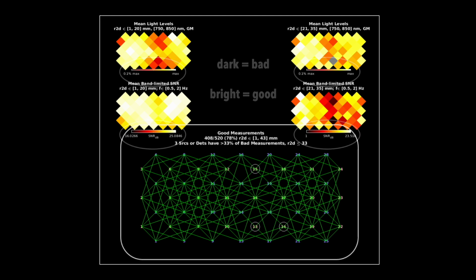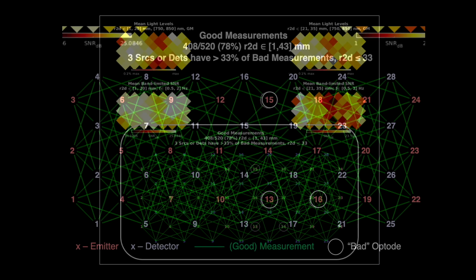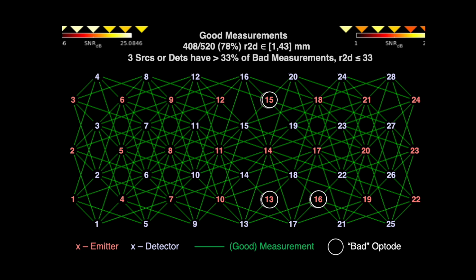The plot at bottom is a graph of the array with optodes as the nodes and each good measurement drawn as an edge connecting the participating source and detector. The primary feature of interest are the missing edges. An edge is not drawn if the data for that source detector pair failed the QA criteria applied in the evaluation of individual channel data.